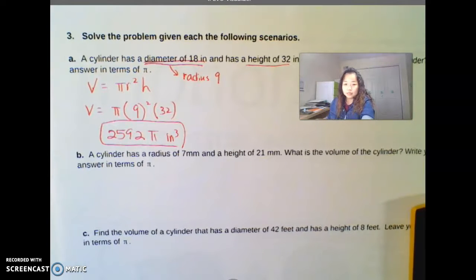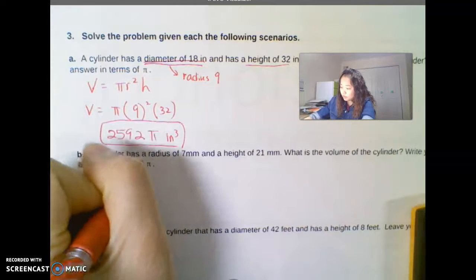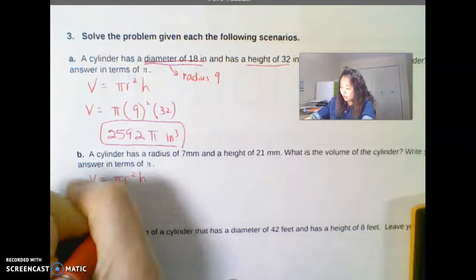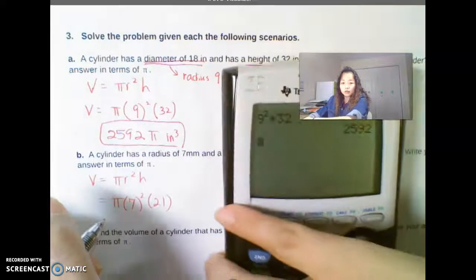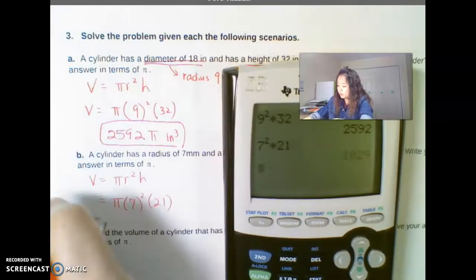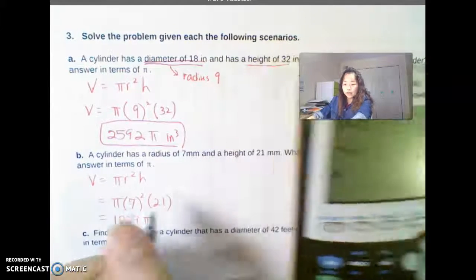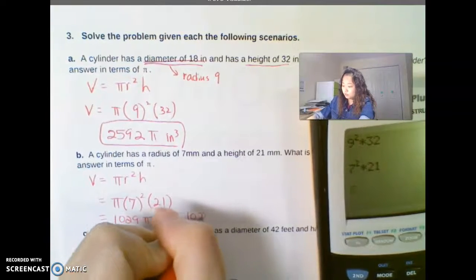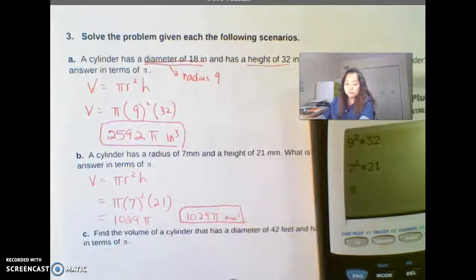3B. Really the same thing. The cylinder has a radius 7 and height of 21. So same exact formula because it's a cylinder. So pi, radius 7, height is 21. So in the calculator, you're just putting 7 squared times 21. That is 1,029 pi. So we keep the pi. So the answer is 1,029 pi millimeters cubed. Done.